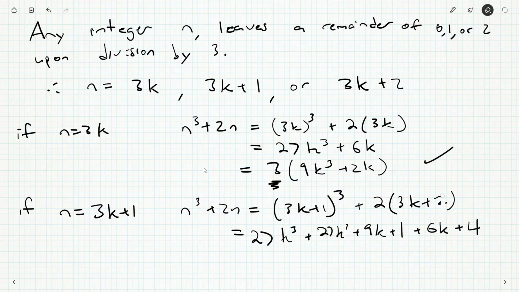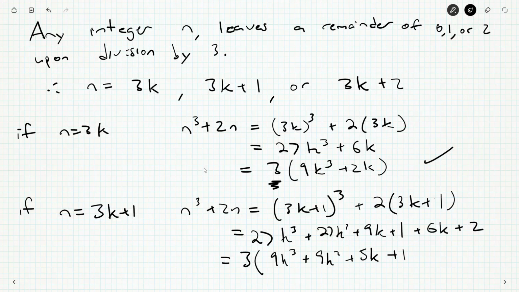No, this isn't a plus 2, it's a plus 1. I'm going to say 1 plus 4 is not a multiple of 3, but 1 plus 2 is. So we can write this as 3 times (9k cubed plus 9k squared). Combining these two is 15, so 5k plus 1. And that's a multiple of 3. And now the last one.